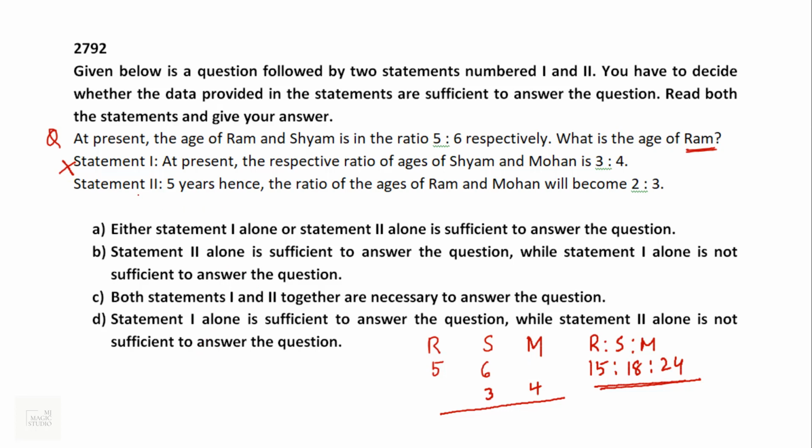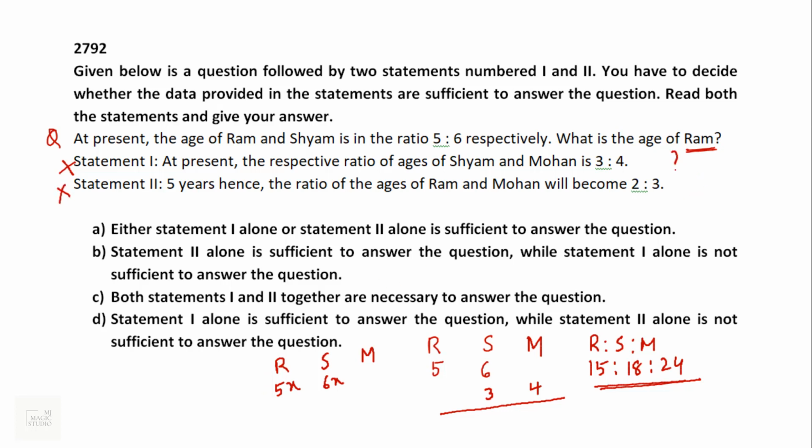Now, if I take only statement 2, 5 years hence, the ratio of Ram and Mohan will be 2:3. Now we have Ram and Shyam, that is 5x and 6x. And if we combine statement 2 with this, 5 years hence, the age of Ram and Mohan, from where does this Mohan come into the picture now? The current age of Mohan is Z, because we don't have statement 1 with us, we have only statement 2. So from here also, identifying the age of Ram is not possible. Statement 2 alone is also not sufficient.